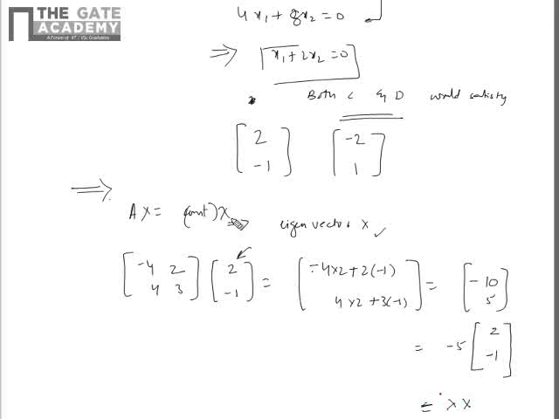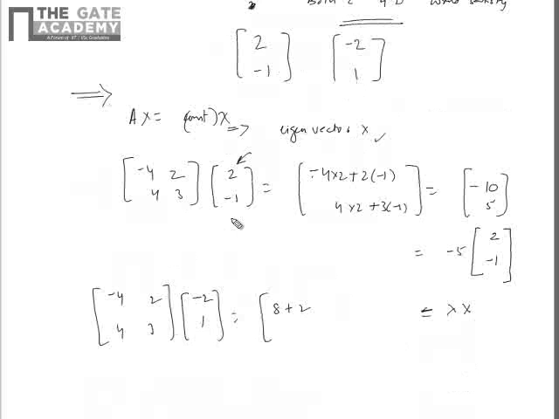Or had you started with option D also, A and B will not satisfy this, you can just check it. If you start with minus 2 comma 1, this would give rise to plus 8 plus 2, minus 8 plus 3. So this would be 10, minus 5, and then if you take minus 5 common, you will get 2 minus 1, or if you take 5 common, it will be 2.